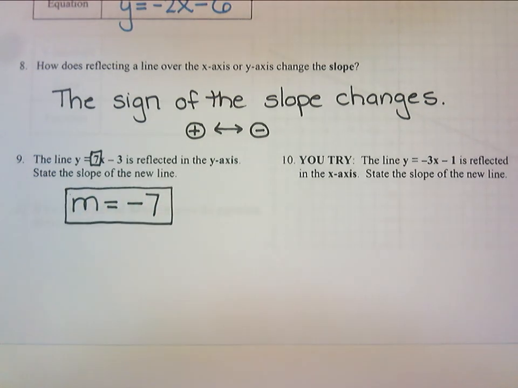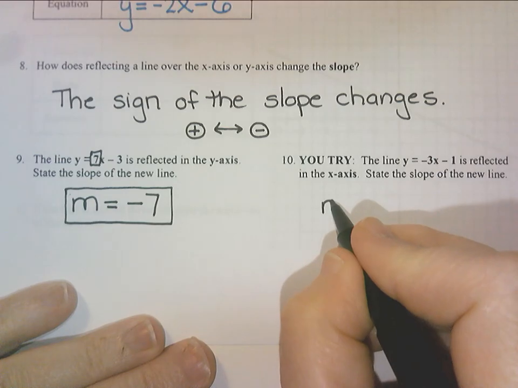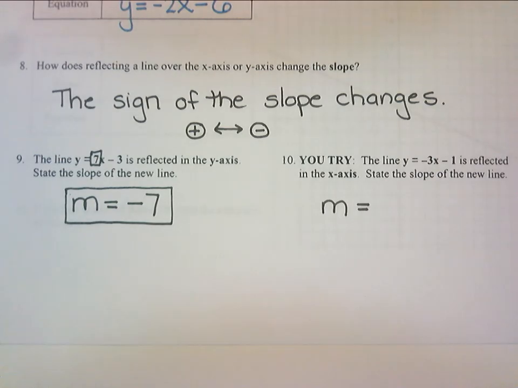I'm going to ask you to take a second and think about number 10, and then we'll check it in a moment. So it says the line y equals -3x minus 1 is reflected in the x-axis. State the slope of the new line. So take a moment, think about it. What do you think that slope is going to be?